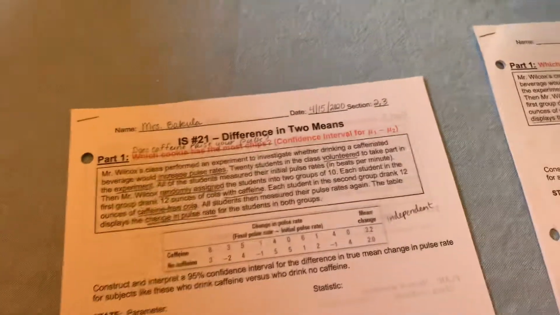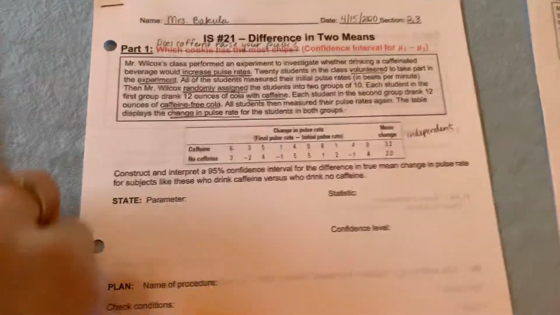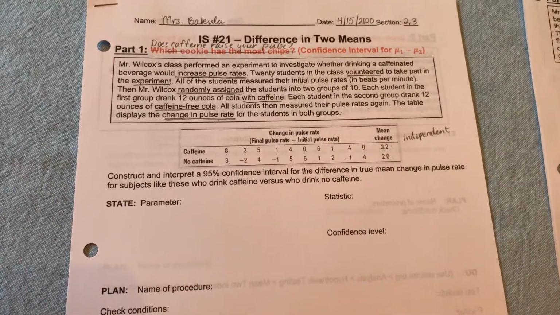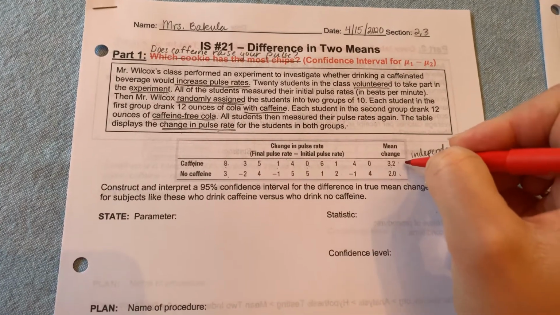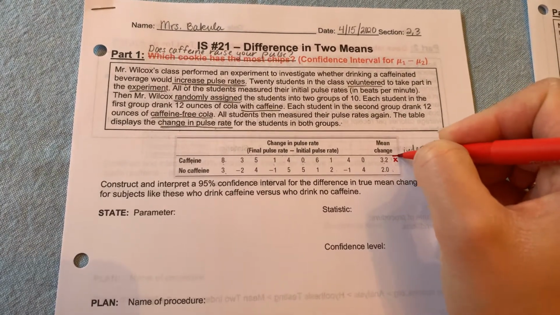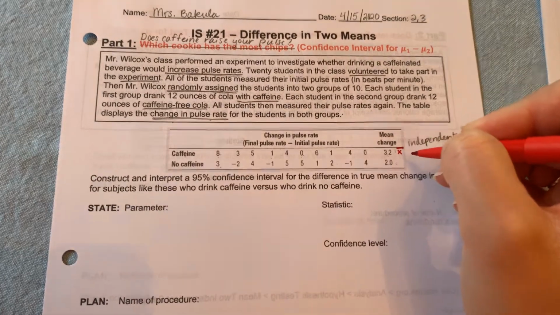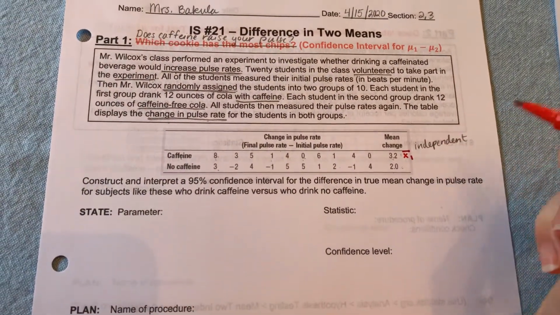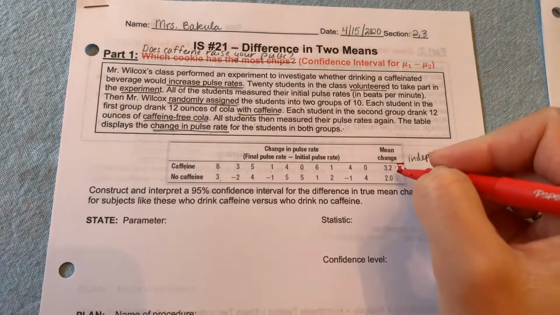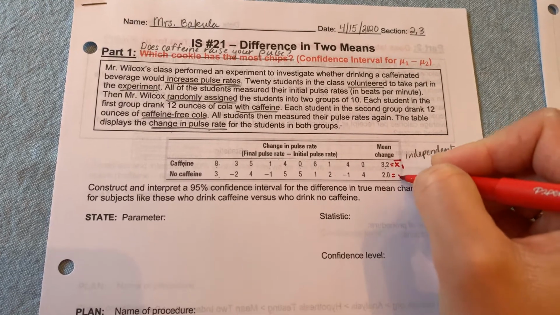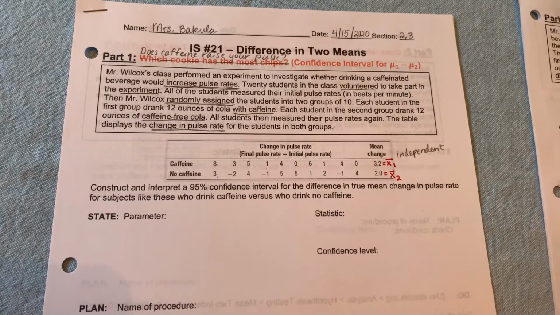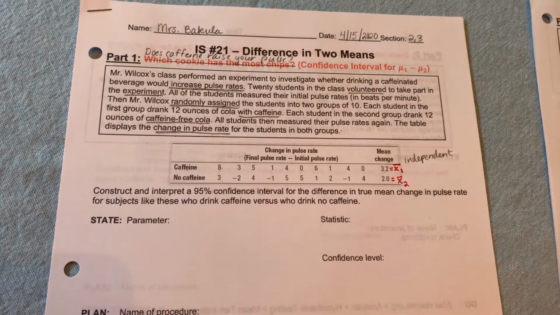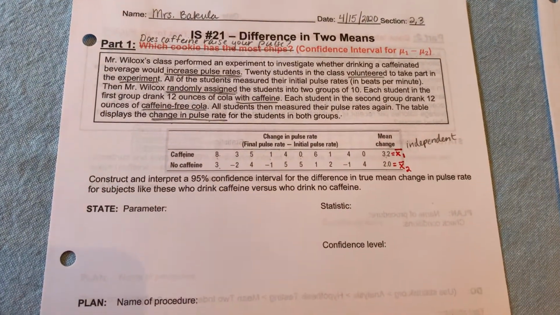So just to really highlight this, right? This obviously is not the entire population. This is just a sample of 10 students in each group. So this is the sample mean, x bar for the first group, for the caffeine group. And this is the sample mean, x bar for the second group. Okay, so I have two sample means and I'm going to subtract them. That will be my statistic.